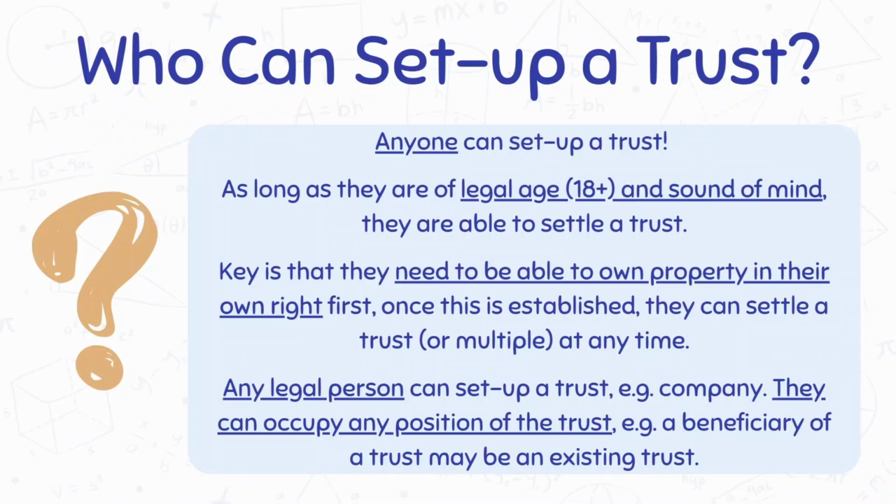So, yes, anyone with a legal personality, so having to be a legal person, can set up a trust or be party to one. And this also includes companies. Also, any legal person can occupy any position of a trust. And it is also possible, for example, for a beneficiary of a trust to actually be an existing trust, which would mean that the beneficiary will actually be a trustee of another existing trust. So, again, you can see how flexible these arrangements are and also how complicated they can get very quickly.